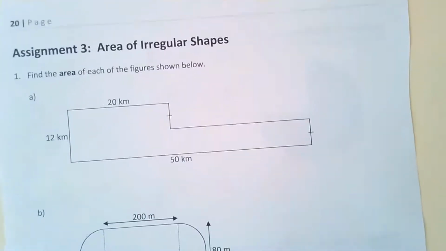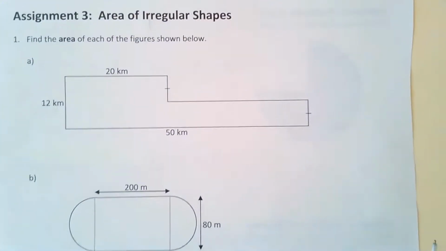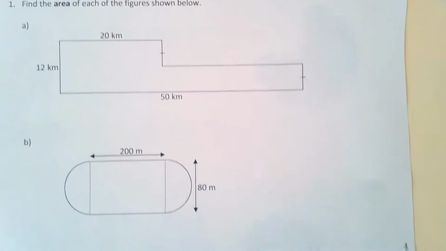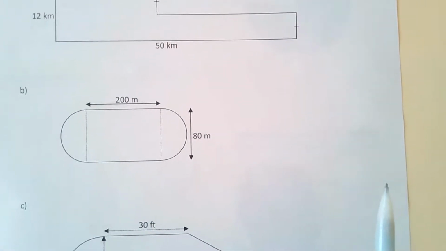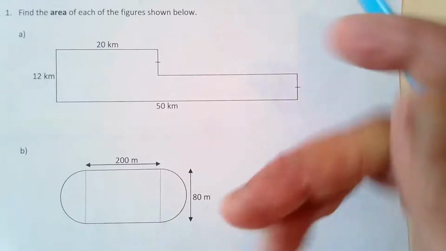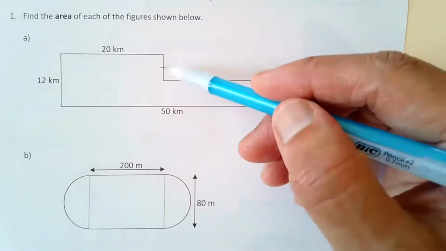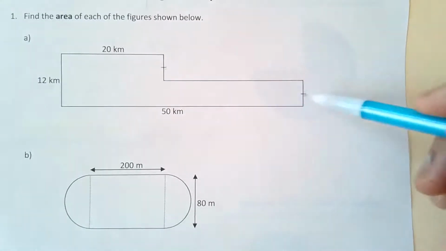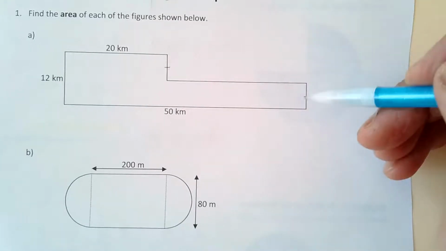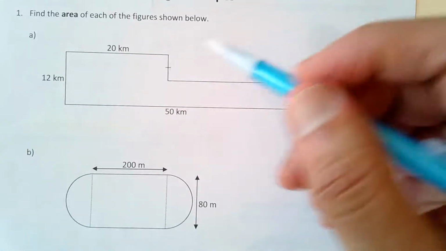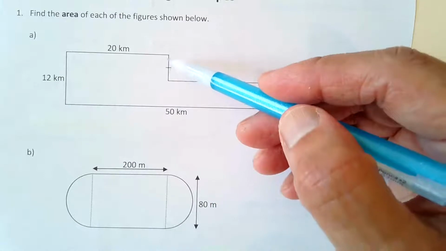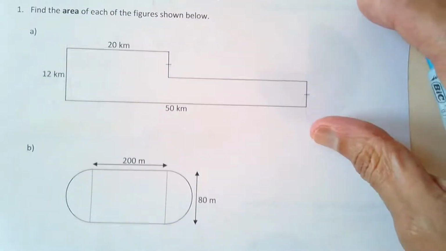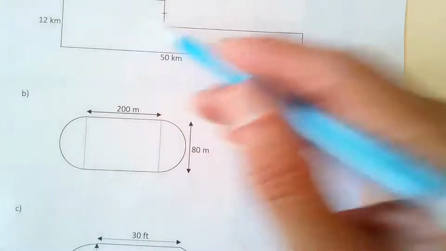You can go on to assignment 3, and you have 3 questions. The first one, just remember, this means equal dimension. So this is 12. This would be 6 and 6. They're equal. And you have to find the area of the figure.